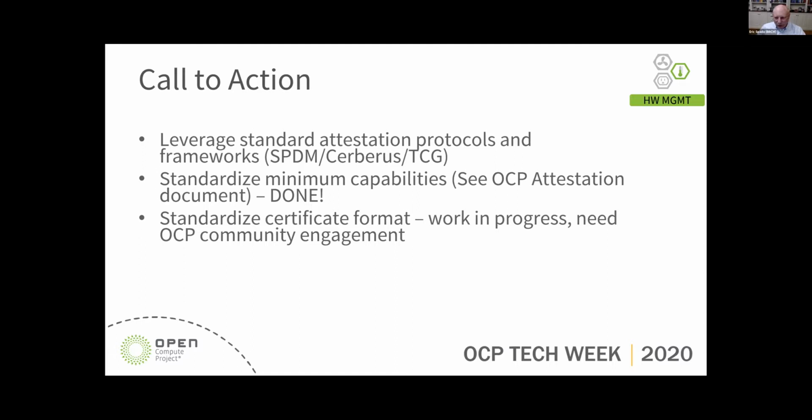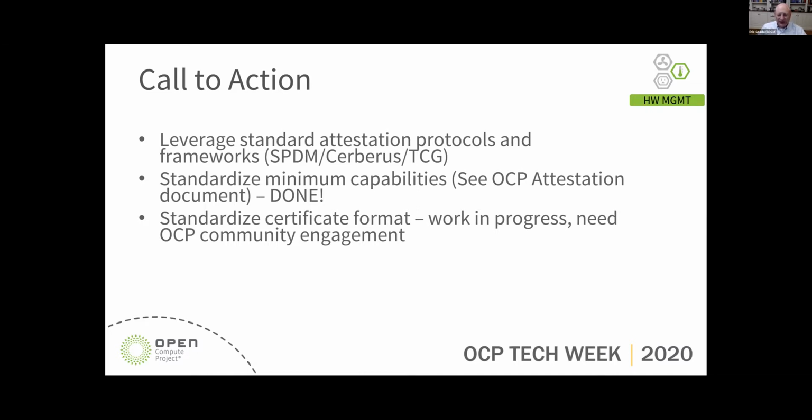One of the things that we've done in the attestation spec is put a baseline on a minimum set of capabilities. During the DMTF SPDM negotiation, there's a bunch of capabilities of the device, and these would include the cryptographic algorithms that are supported, whether you support measurements, and how the PCRs work. So what we've done from an OCP security group perspective is we've said, okay, here's what we think is a good set of minimum capabilities. So we're doing that.